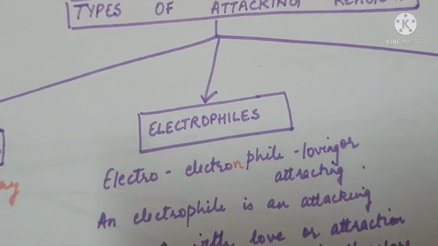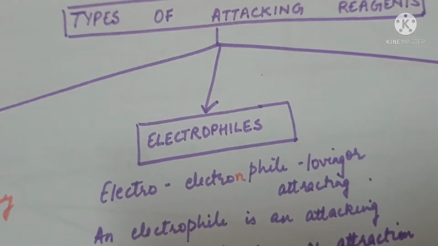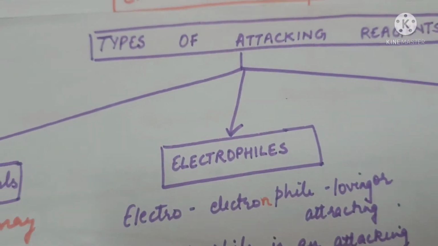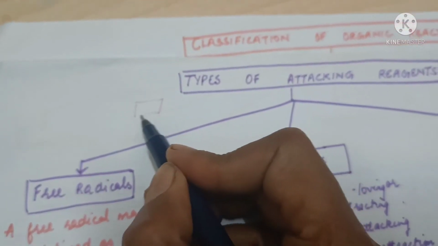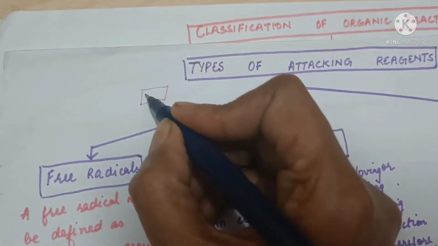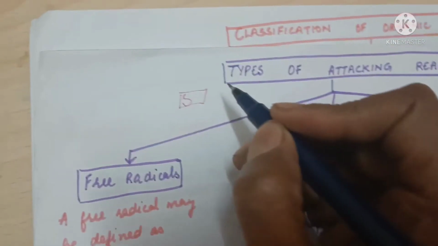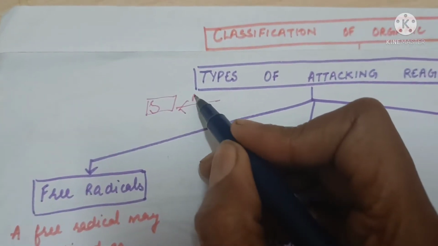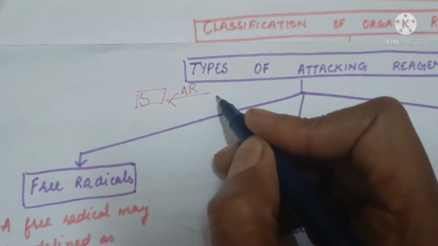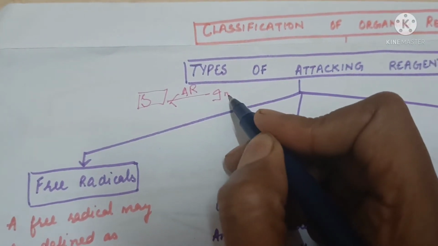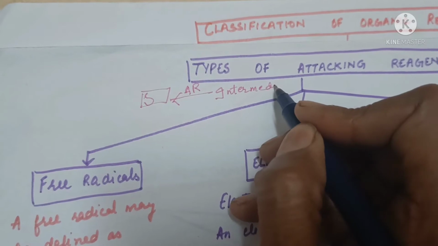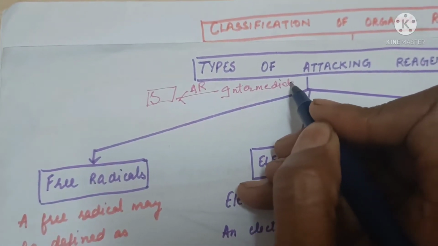Today we'll be covering types of attacking reagents and classification of organic reactions. Molecule, let it be substrate S. It is attacked by an attacking reagent to form an intermediate, which will later on decompose to give various products.